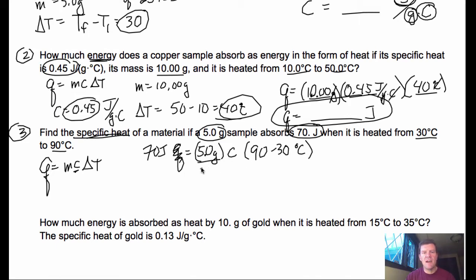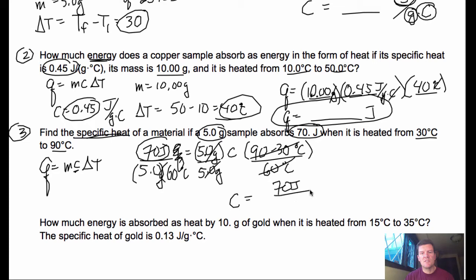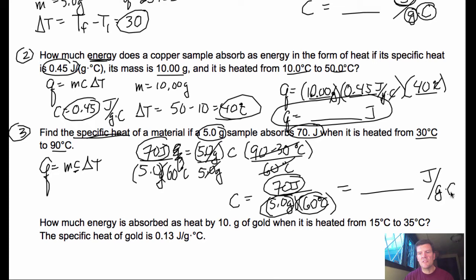To solve for that, I divide by 5.0 on both sides. And then I'm going to divide by, this is going to give me 60, right? So I'm going to divide by 60 as well. Now this is going to give me my C value that I'm looking for. It's going to be 70 joules divided by 5 grams divided by the 60 degrees Celsius. You do that calculation, 70 divided by 5, and then you take that answer, divide by 60, you will have an answer in joules per gram Celsius. Okay?